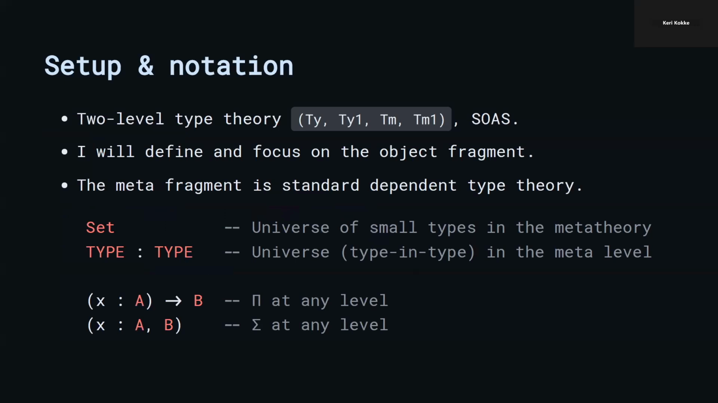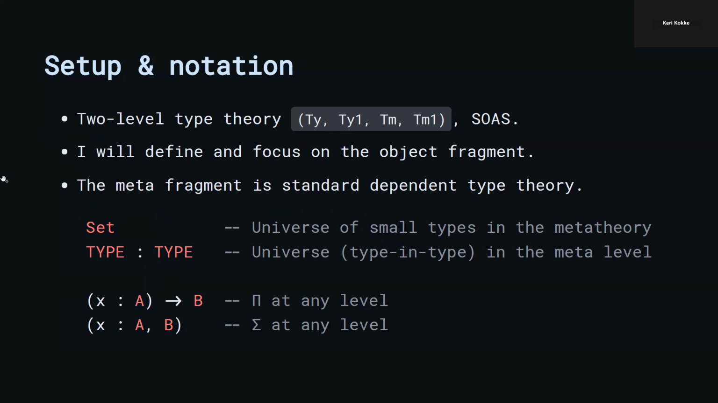So the object level is what I will mostly focus on, and I'll use Ty and term for the object level, and then for the meta level, it's Ty1 and term 1. And yeah, so the meta level is just going to be standard dependent type theory. This is some of the notation I'm using.